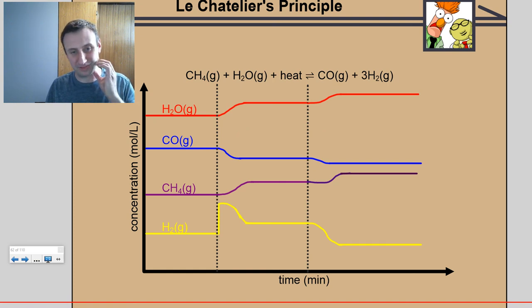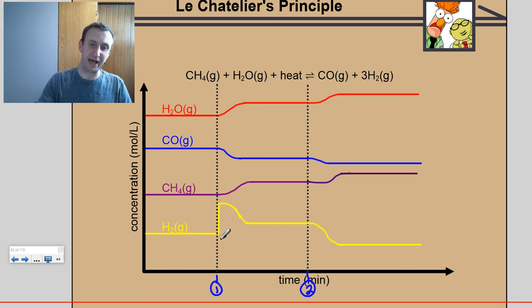So if I take a look at this system, for example, and I'm looking at what happened at different points, so here's point 1 and here's point 2, and what shifts took place, so what actually happened. Well, at point 1, I had an increase in H2 gas concentration. So the stress that happens right here is I increased H2 gas. And then as a result, it shifts to the left as it tries to bring H2 gas back down, right?